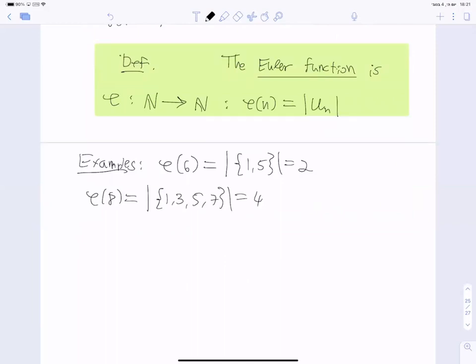Now, of course, if P is a prime, then what will be phi of P? If P is a prime number, what will be phi of P? P minus 1.